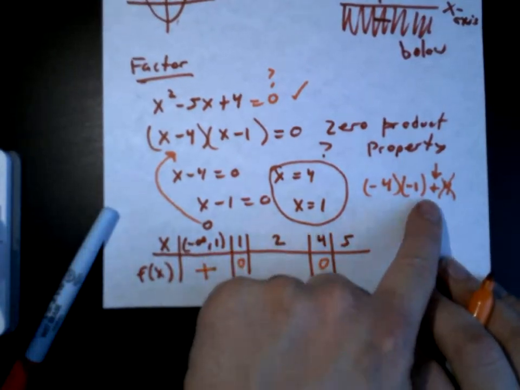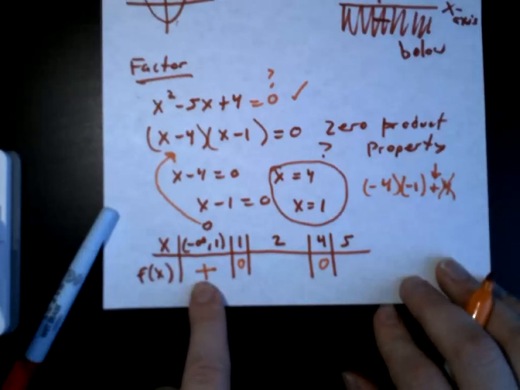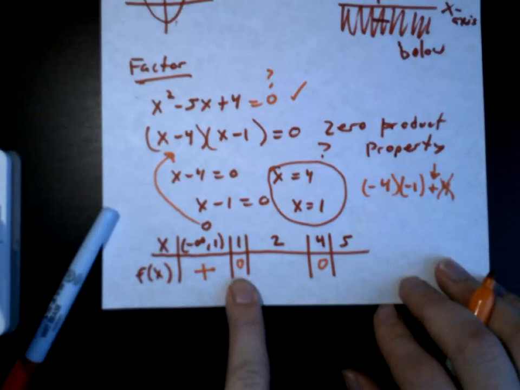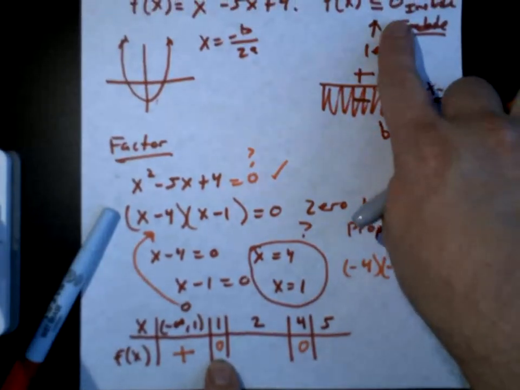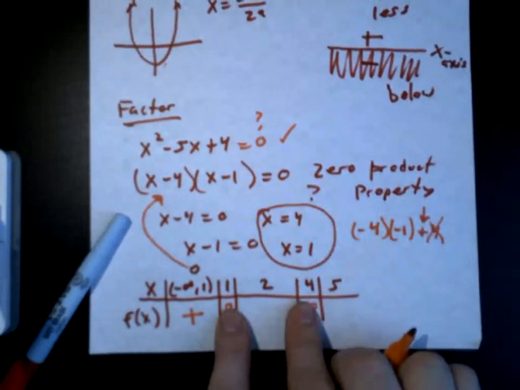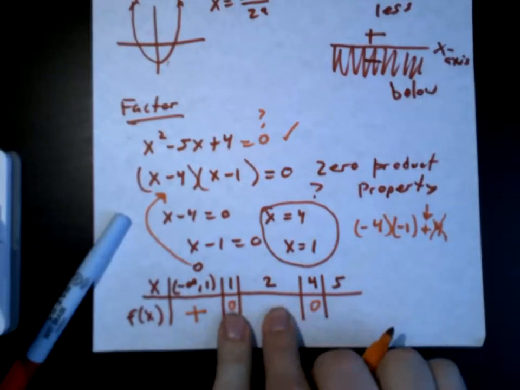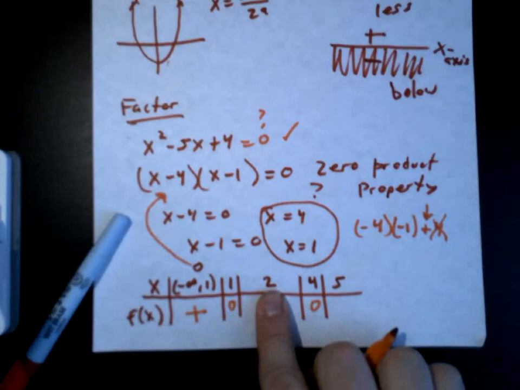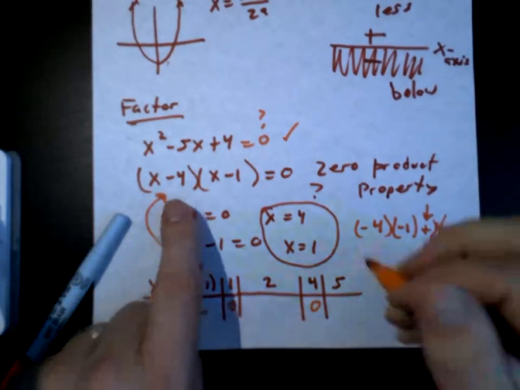So that is positive. Now, if you want to, you can go through all these numbers between negative infinity to 1. You will always get a positive answer. You can try it if you want. I'm not going to do it. I'm done with that because this is saying less than. So now I'm going to pick a number between 1 and 4. So I'm going to pick 2.